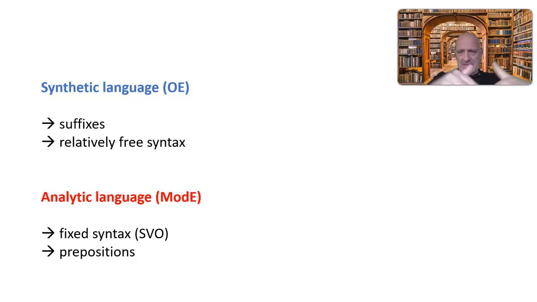Once again, to sum it up, synthetic languages work with suffixes and a relatively free syntax. Analytic languages, like modern English, have fixed syntax, subject, verb, object, and prepositions. Okay, just remember that.